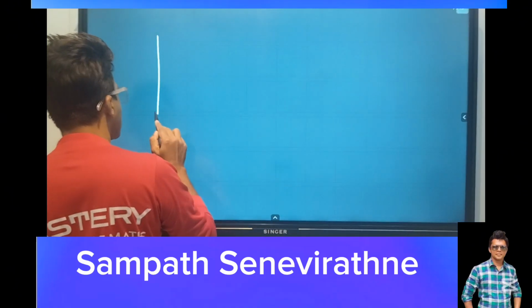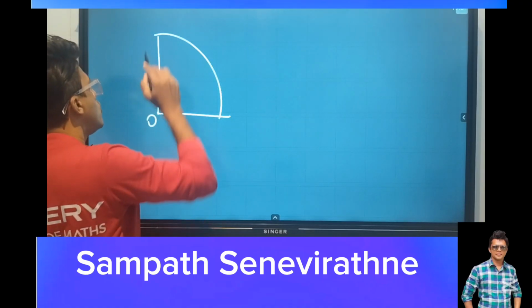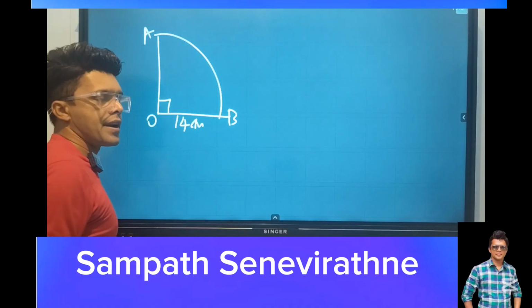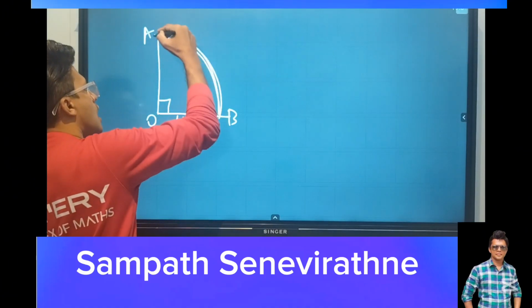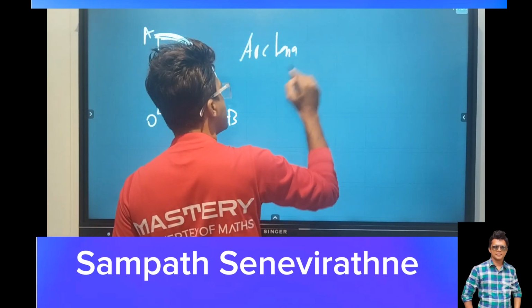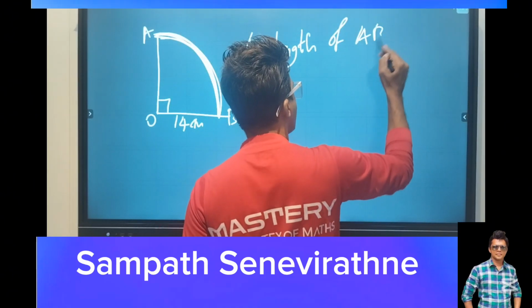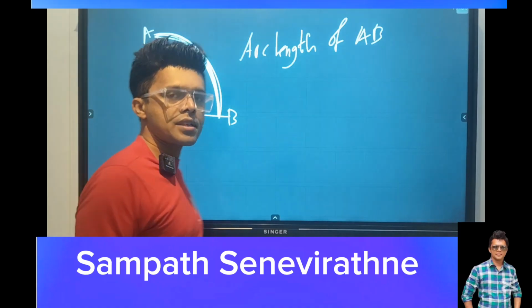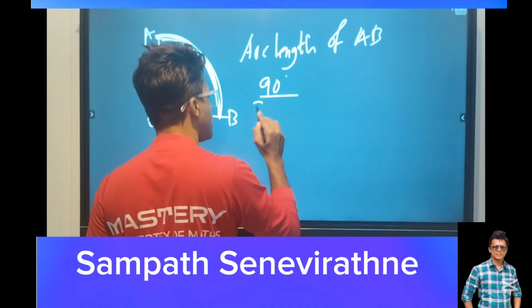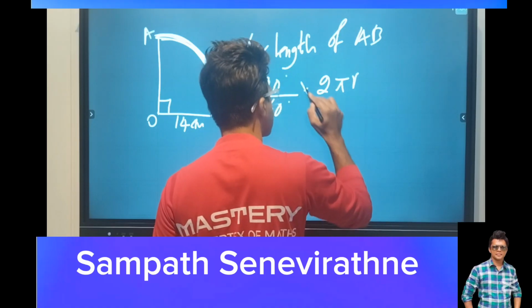Let's get the arc length of this sector. Here O, A, B. This is 14 cm, the radius 14 cm. Let's get the arc length AB. How do we get the arc length of AB? So the angle here is 90 degrees. Therefore, we write 90 over 360 degrees into 2 pi r.